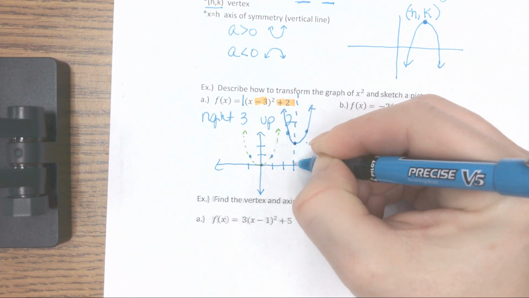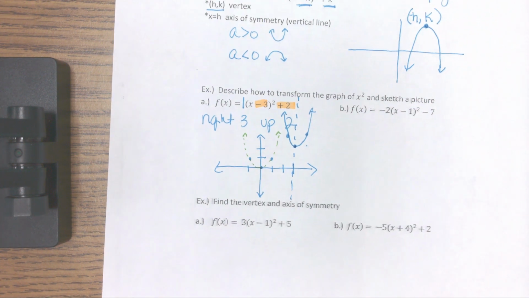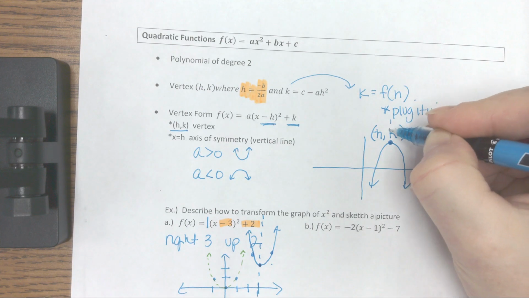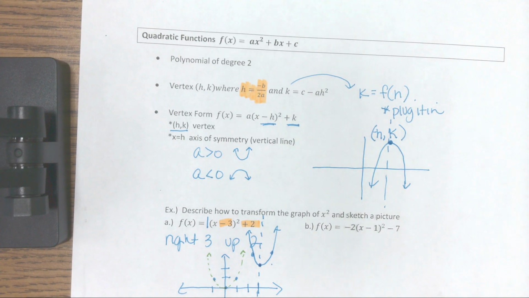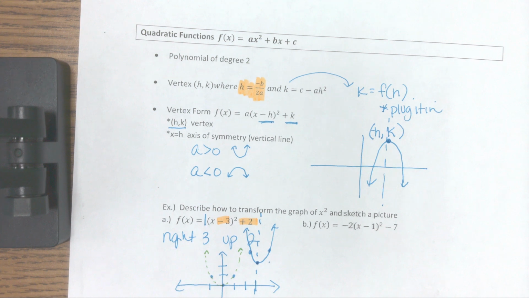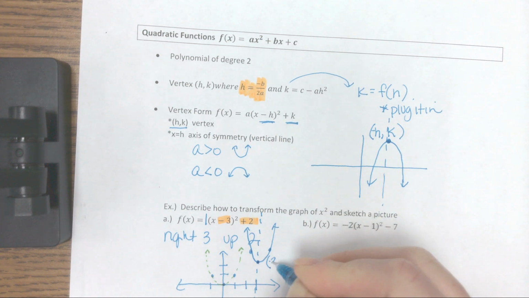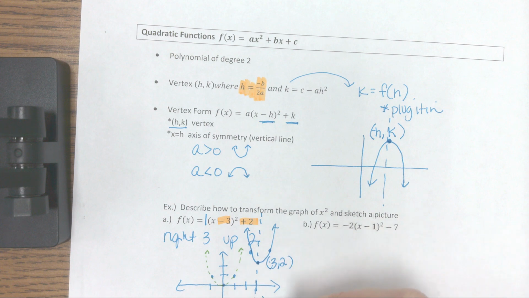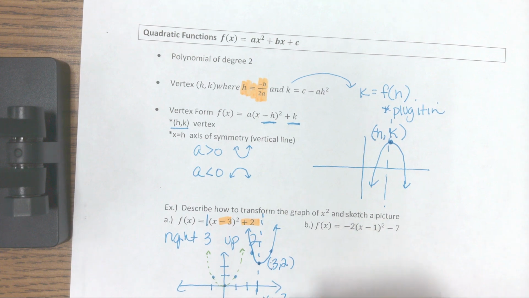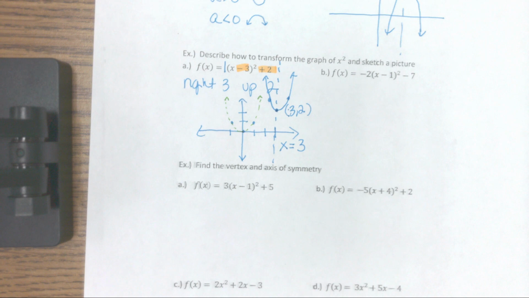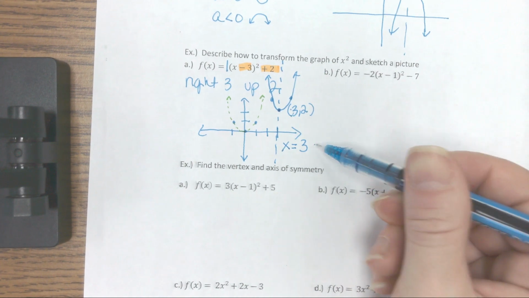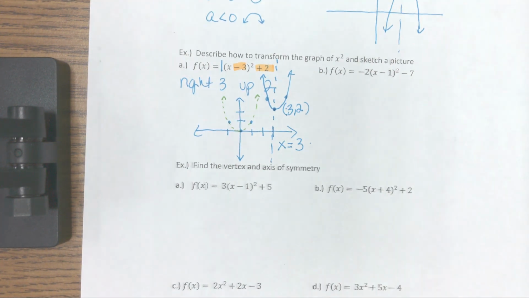I should have drawn this on my original. There's something called an axis. An axis is literally just a vertical line that goes through the center of the parabola. So this has coordinates 3, 2. If I asked for the axis of symmetry, it would be the line x equals 3.